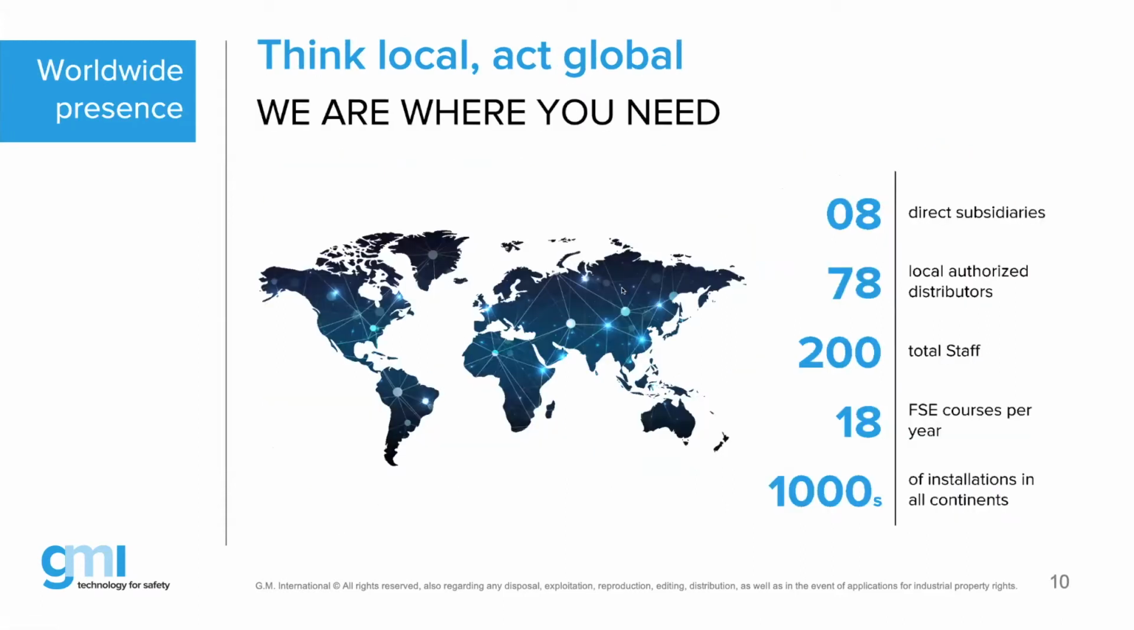As I said, we are a global company. So we have direct presence in 8 subsidiaries. As a matter of fact, at the beginning of this week, we decided and started an office in Australia, a new operation in Melbourne. We have over 80 distributors. We are about 200 people. We have run, as we said earlier, many courses, and we have thousands of installations.